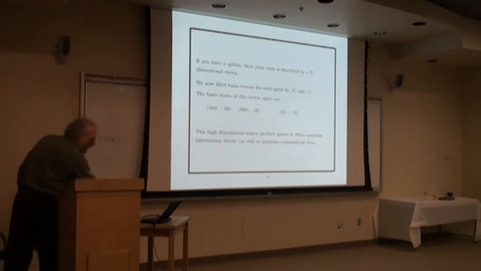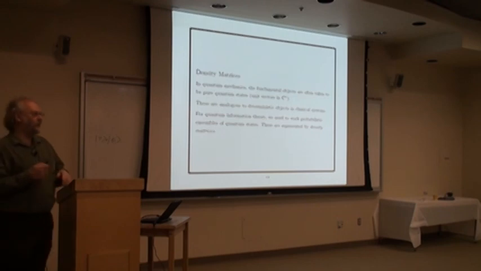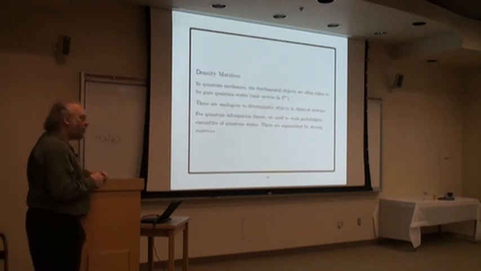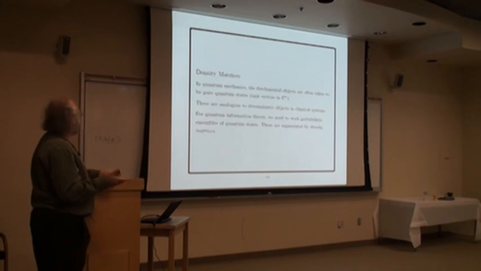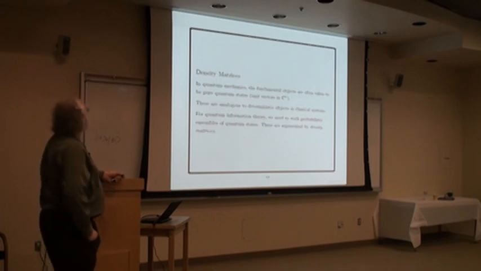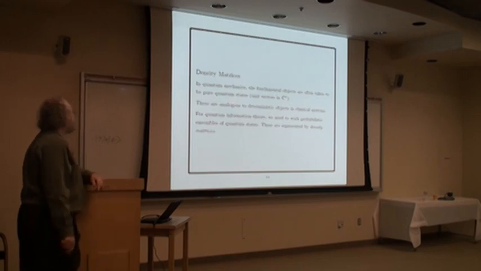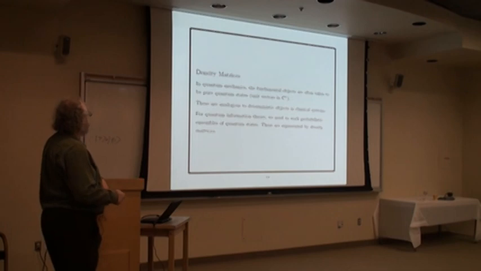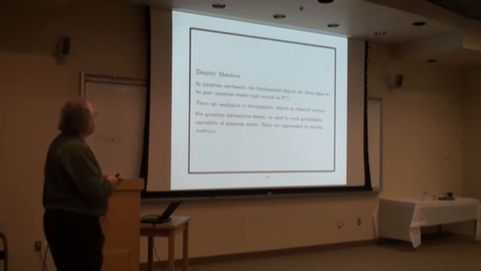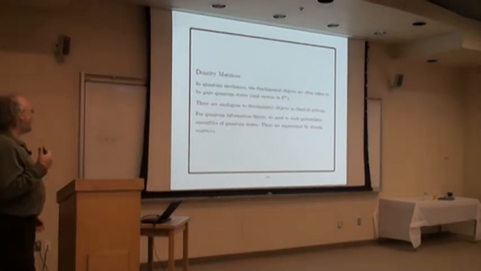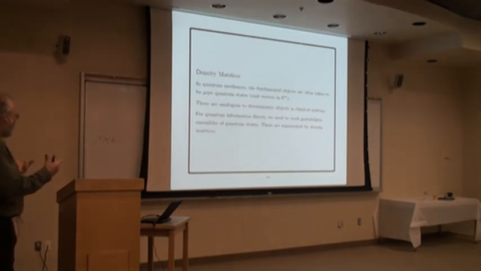So, density matrices. So far we've been dealing with pure states. In quantum mechanics, the fundamental objects are often taken to be pure quantum states, so unit vectors in n dimensions. But these are analogous to deterministic objects in classical systems, and information theory really deals with probability distributions. So for that, we need to work with probability distributions over quantum states, and the way to represent these properly is by density matrices.